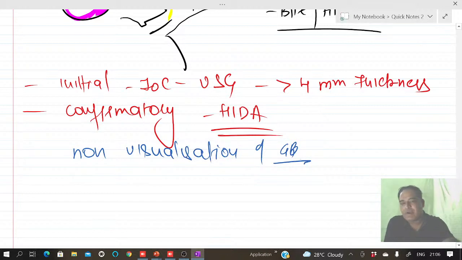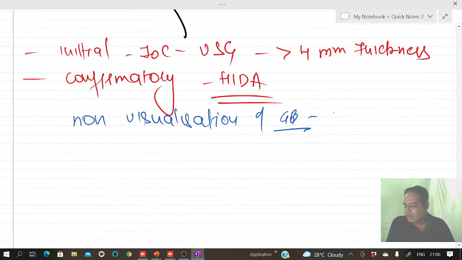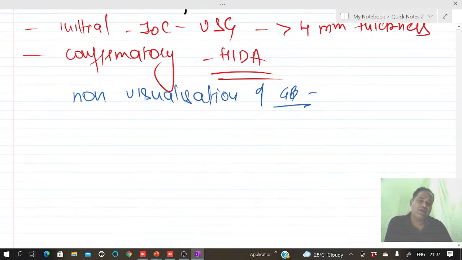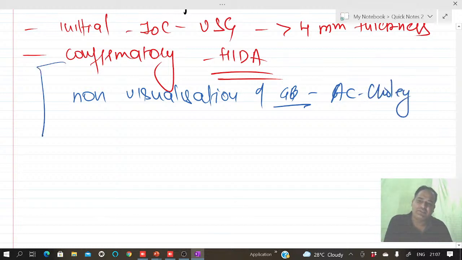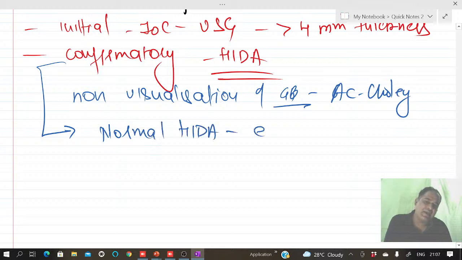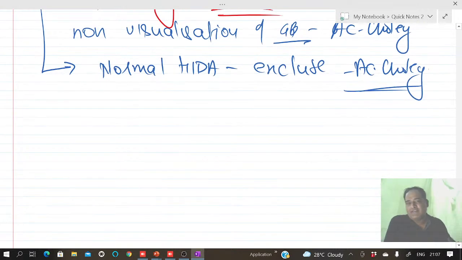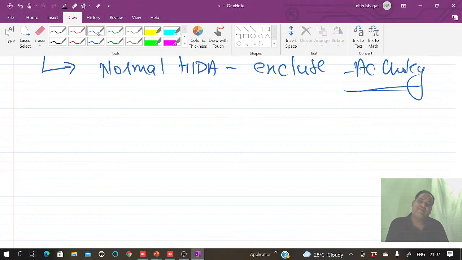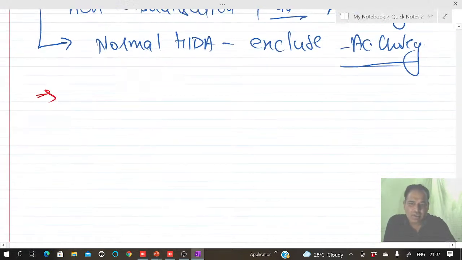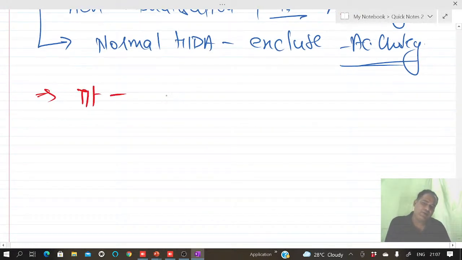Non-visualization of the gallbladder may indicate that your patient is suffering from acute cholecystitis, but a normal HIDA scan will exclude acute cholecystitis. If everything is normal, if the HIDA is going into the gallbladder, we say that your patient is not having acute cholecystitis. What is the treatment?